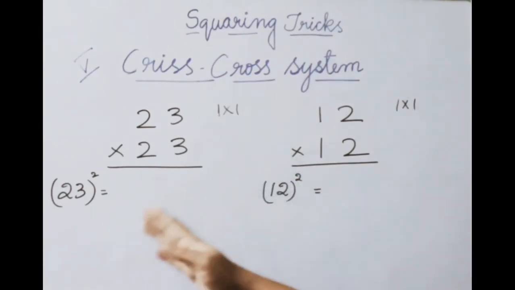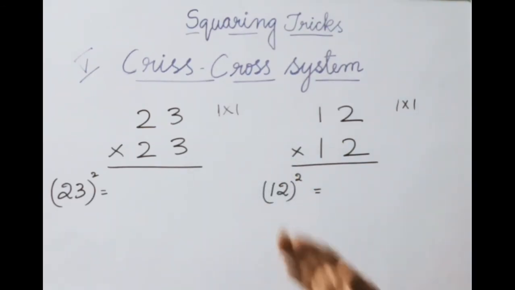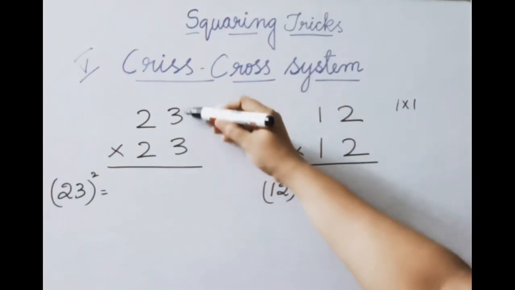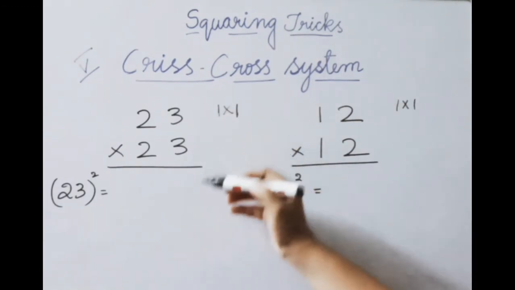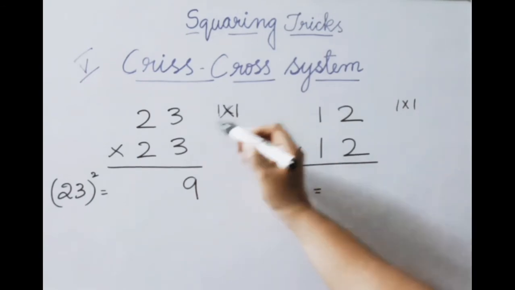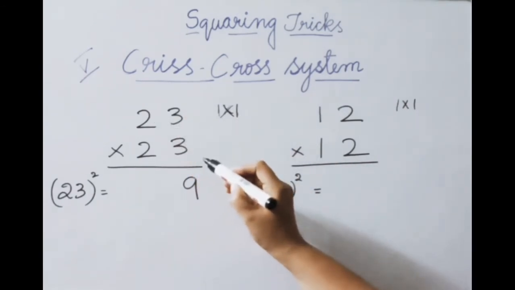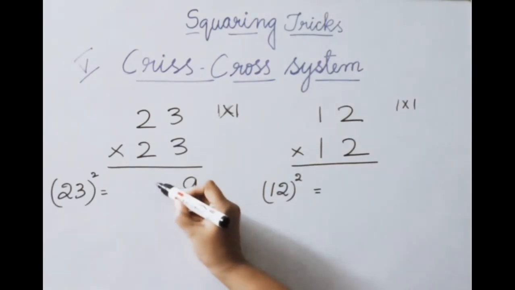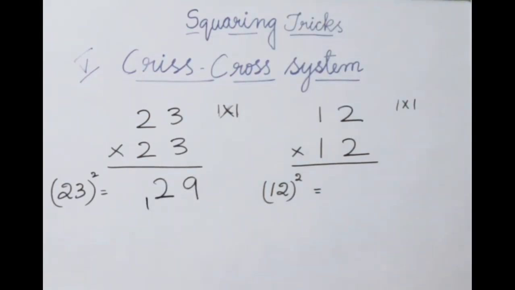See now fifth method, squaring of numbers using crisscross system. So first example is 23 square. So how we have to solve this? So first, vertically multiply these two numbers. 3 into 3, 9. Next, cross. 2 into 3, 6. 2 into 3, 6. 6 plus 6, 12. So 2, carry 1.